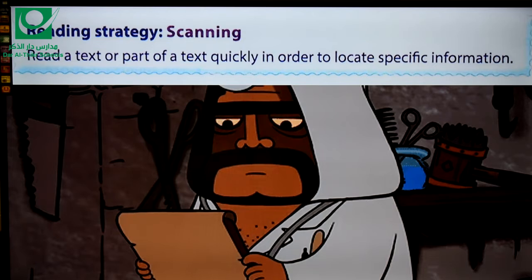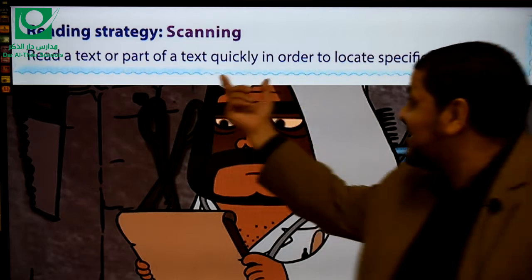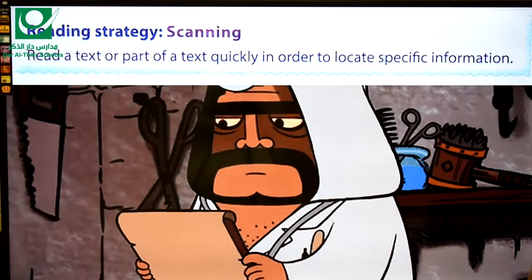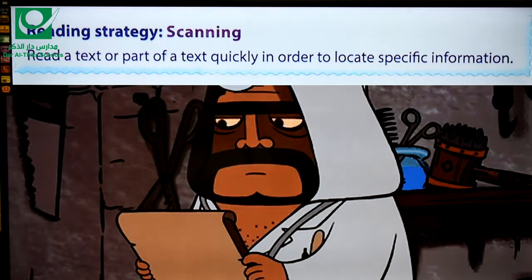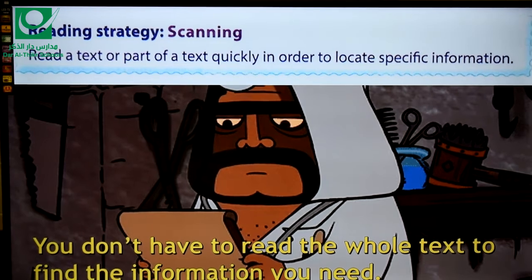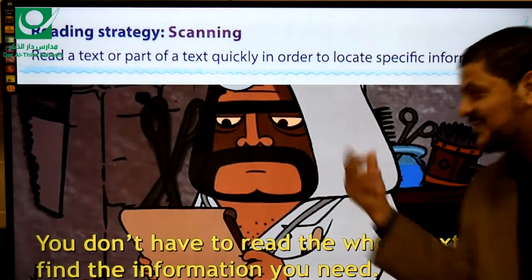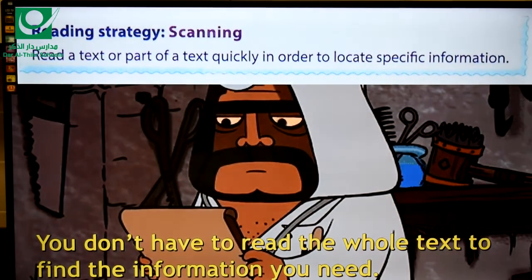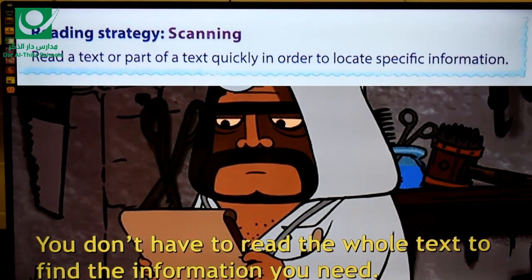Now we come to reading strategies, scanning. This is a very important lesson. You should know about skimming and scanning. Read a text or a part of a text quickly. So the keyword here for scanning is quickly. Read quickly in order to locate specific information. You don't have to read the whole text to find the information you need. Look at the eyes, look at this man, look at the eyes of this man. Yeah, this is the way you scan a text or read quickly.